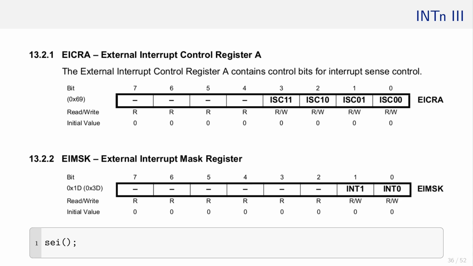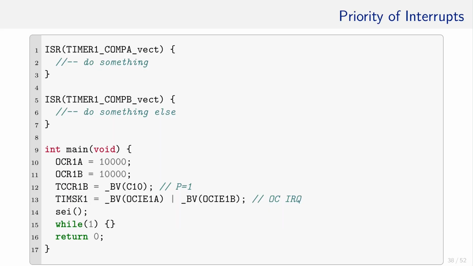After that is configured, the local and global interrupts need to be activated and the developer is good to go. Okay, that's all about external interrupts. In the next session, we are going to talk about the priority of interrupts.